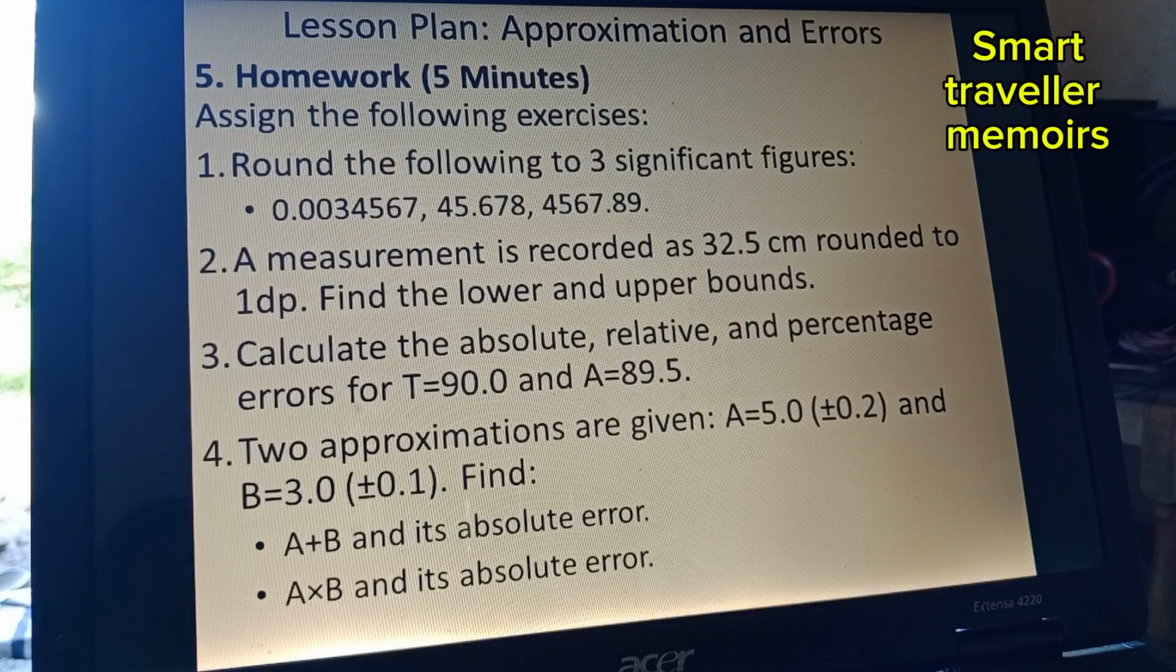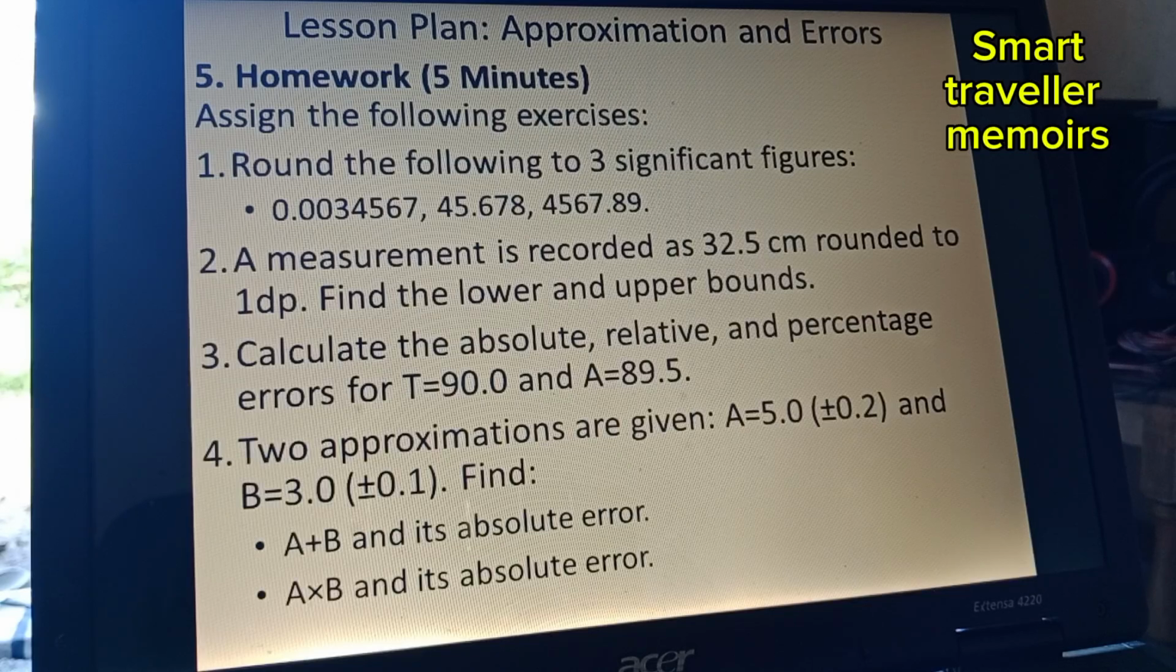Homework, 5 minutes. Assign the following exercises. 1. Round the following to 3 significant figures: 0.003567, 45.678, and 4567.89. 2. A measurement is recorded as 32.5 centimeters rounded to 1 decimal place. Find the lower and upper bounds.